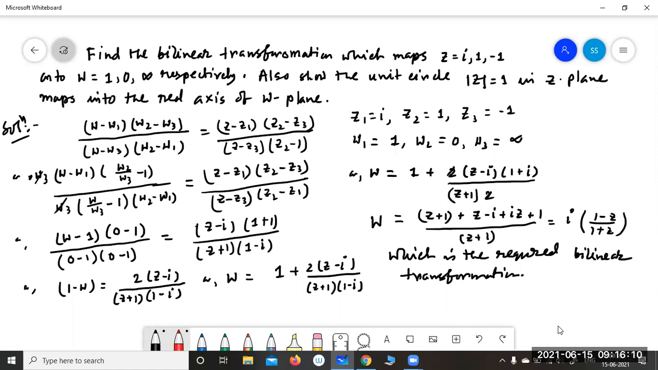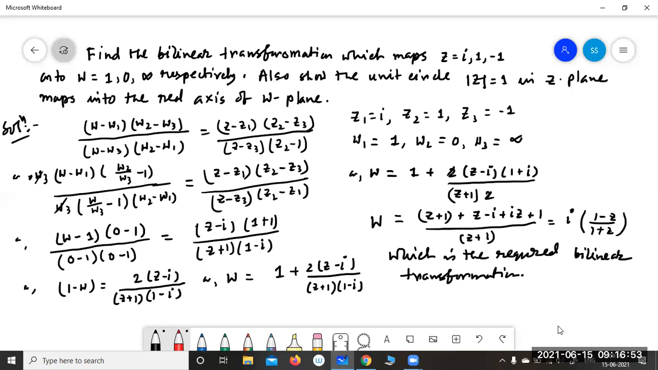Is the procedure understood? What we have done: when any part of W is given as infinity, then we take W2 by W3, which are given as infinity. We take common that part from denominator and numerator, and that part will be coming as the same thing. So W3 here cut. So W2 by W3 we can put 0, right? We directly cannot put infinity, so we are making this kind of trick. So we got that W equal to I into 1 minus Z by 1 plus Z, which is the required bilinear transformation. So first part of our problem is completed. So now we are going for the second part.